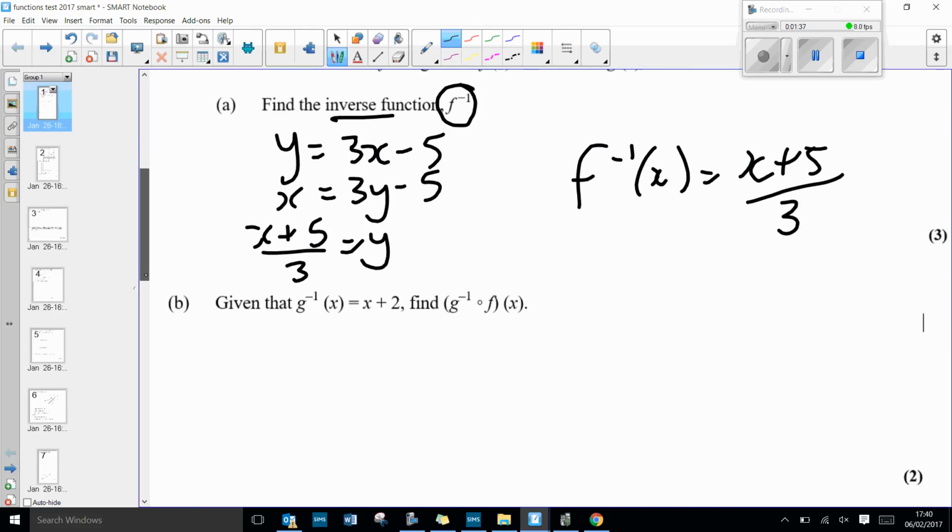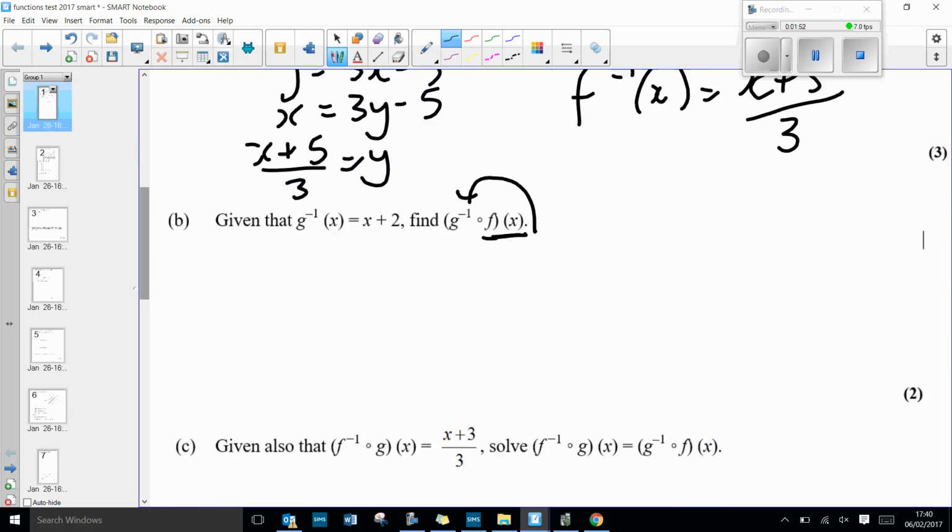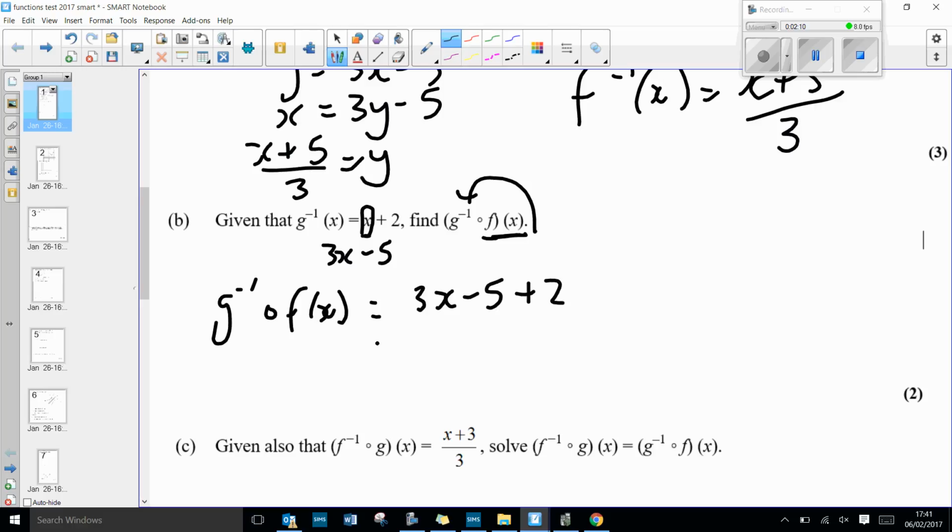Given that g minus 1 of x is x plus 2, we need to find g minus 1 of f. So this indicates that f is going into the inverse function. So f was 3x minus 5. So in place of this x here, we're going to write 3x minus 5. So g minus 1 of f(x) is 3x minus 5 plus 2. Simplifying that gives 3x minus 3.